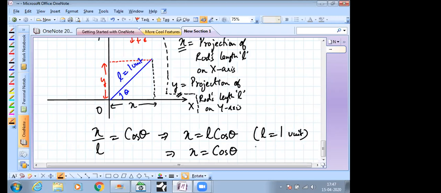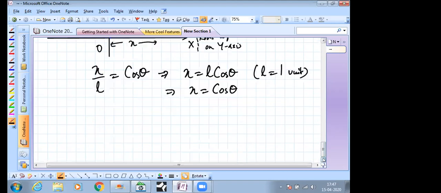So this is what I meant by saying that we will now redefine sin theta, cos theta and tan theta, not in terms of right angle triangle, but in terms of projections. So what is the meaning of cos theta in terms of projection? You take a rod of unit length and keep it at an angle theta. So whatever shadow is thrown on the x-axis, that is nothing but cos theta. Similarly, whatever shadow is thrown on the y-axis, that becomes nothing but sin theta.